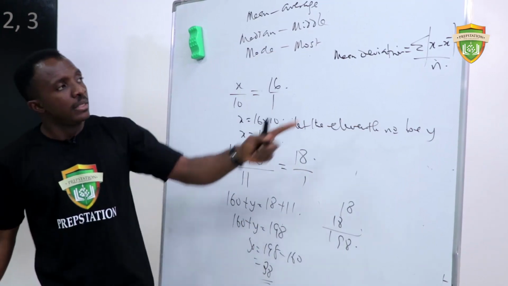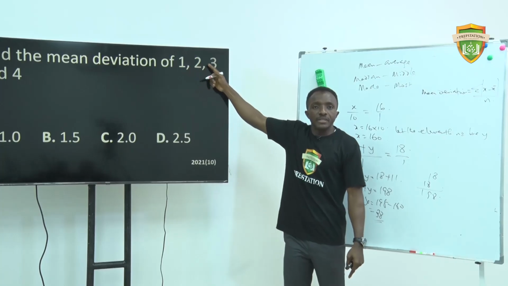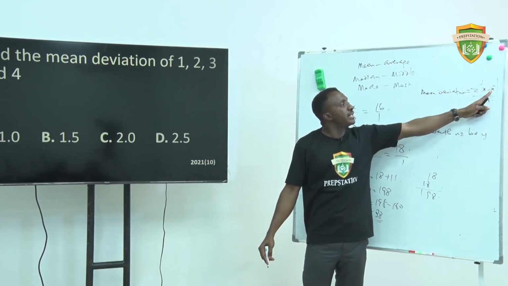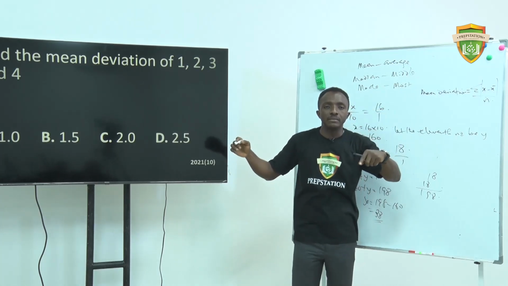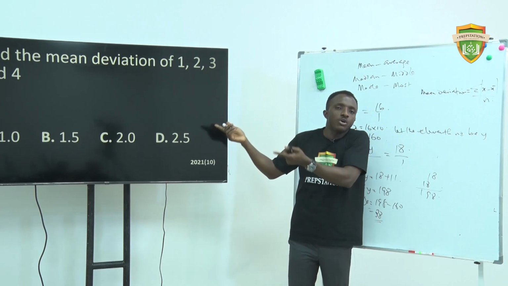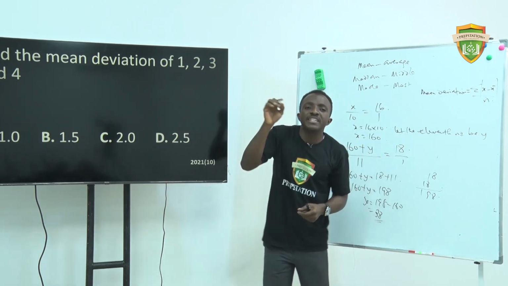Now let me explain what they mean. Now x is these numbers that we're given. Each one of these numbers takes that letter x. Now x bar is simply the mean, and n is how many numbers you have. Now let's go. First, to get mean deviation, you need to find the mean.